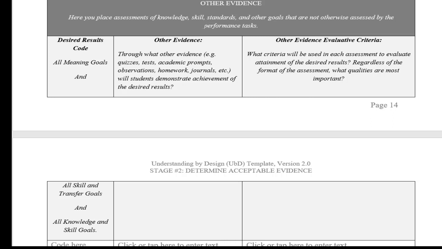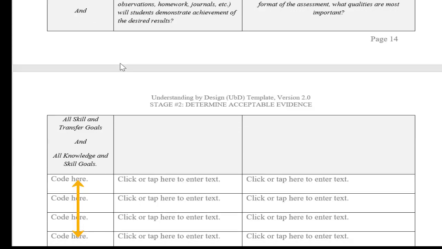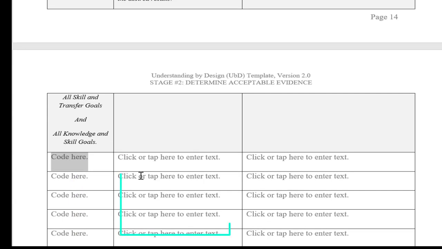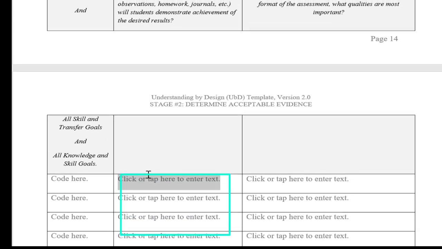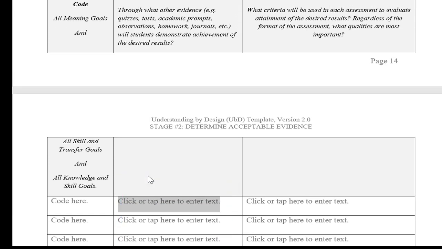You want to make sure that you are still putting your codes here because we're always going to be referencing back to Stage 1. That is key in order to create this template correctly and really get the most out of it. And then this is where you're going to put, if it is going to be a quiz, students will demonstrate the achievement of the desired results by, and then you list out that evidence there.